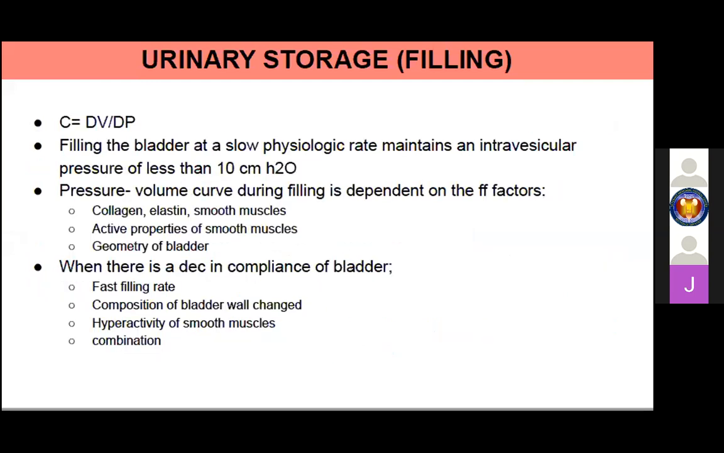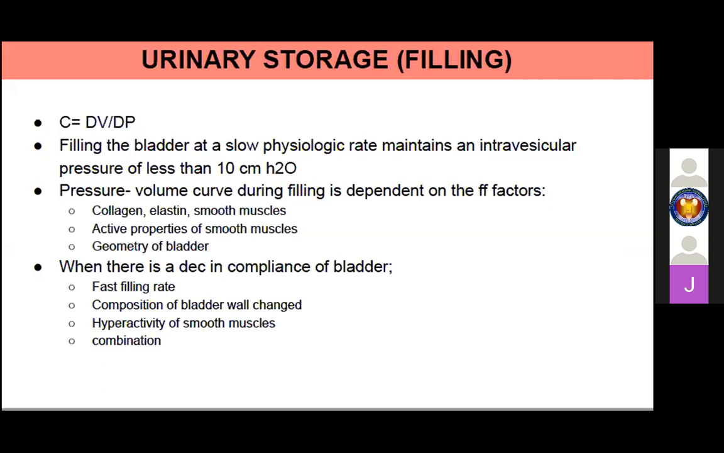Next, please. Basically, the compliance is equal to the change in volume over the change in intravesical pressure. So if you have higher pressure, it can decrease the compliance. And filling the bladder at a slow physiologic rate maintains an intravesical pressure of less than 10 supposedly.